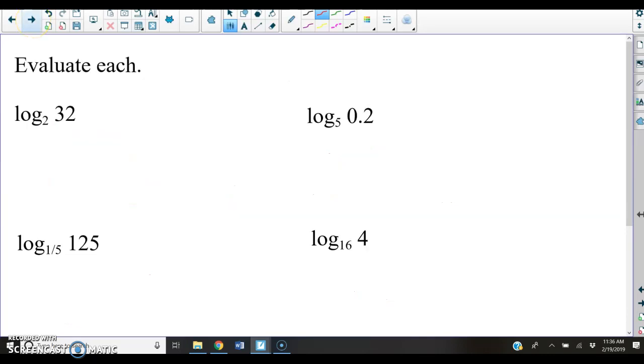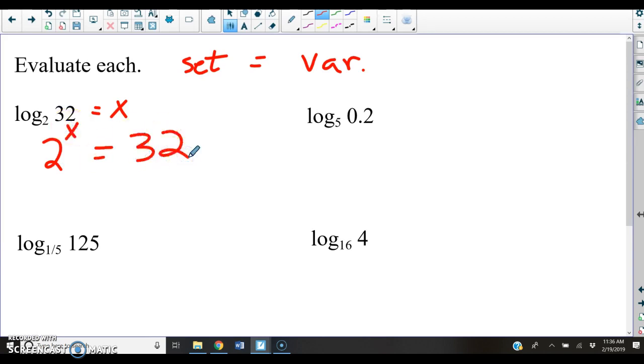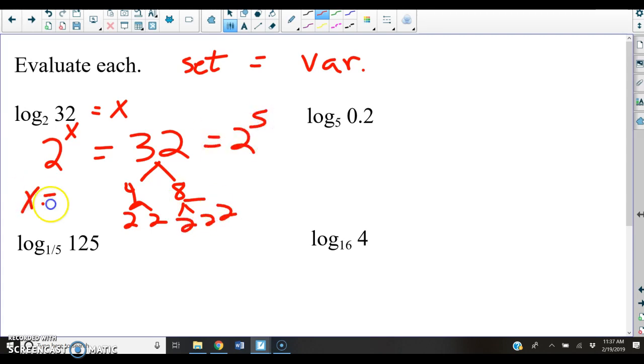Okay, now you're asked to evaluate. And what they don't do for you, and I need to teach you, is set it equal to some variable. Doesn't matter if it's x or y, or q, or n, or a, it doesn't matter. But set it equal to a variable, then rewrite it as an exponential. Okay, so we need to write 32 as 2 to a power, and that's where you're going to be breaking this down a little bit to help yourself. Okay, so that's 2 to the 5th, so x equals 5. You'll get 5 here.